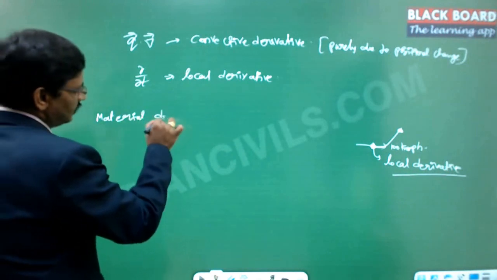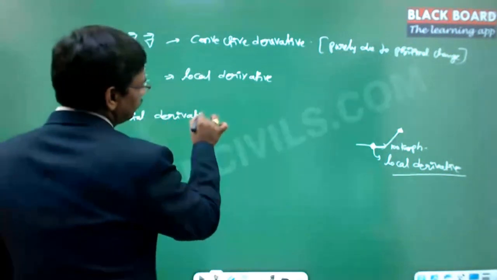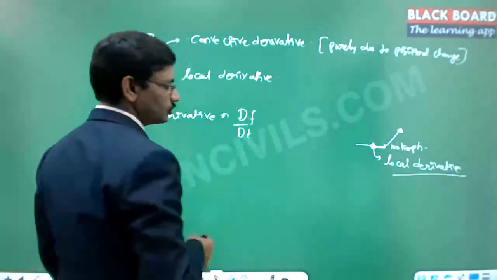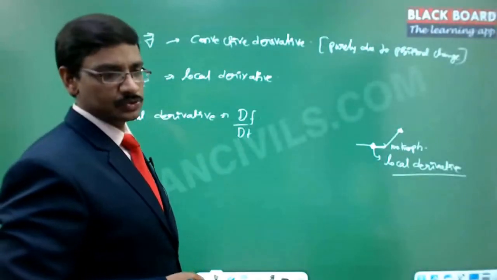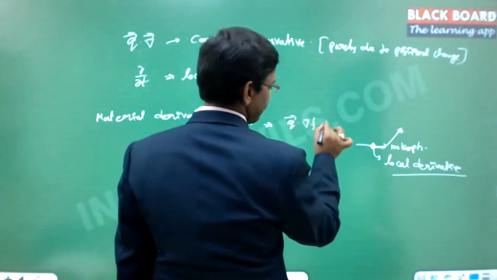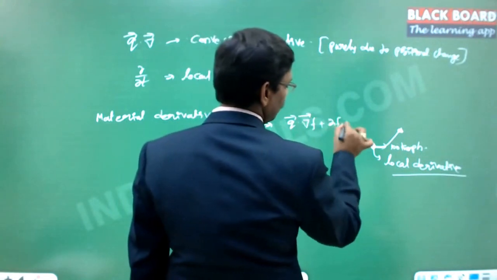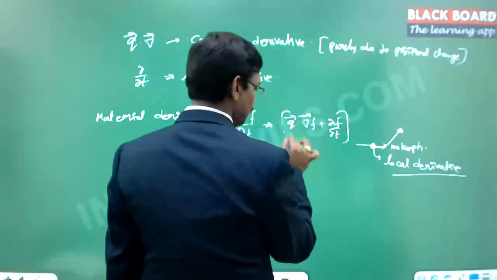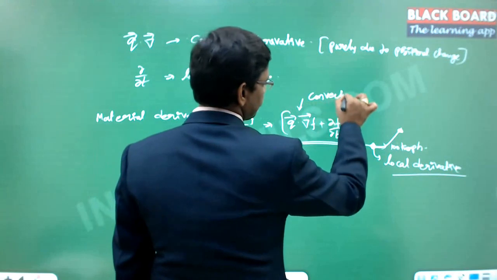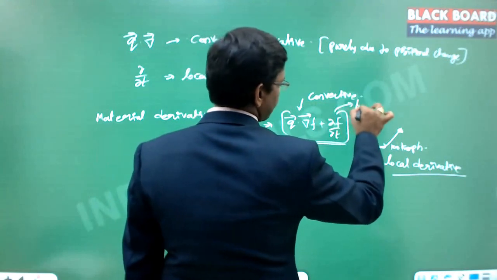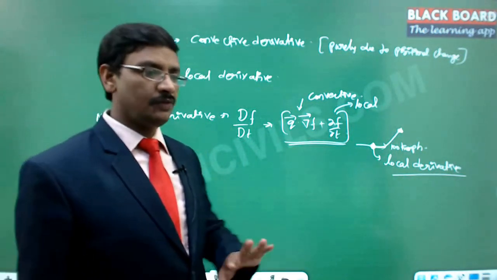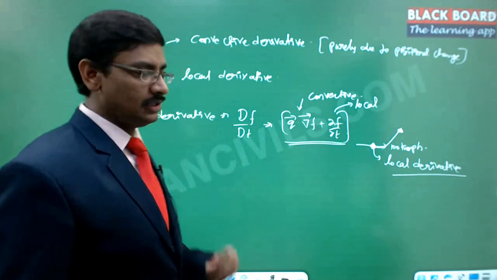This material derivative is represented with D by Dt of f, capital D by Dt. This is what we call q dot del f plus ∂f by ∂t, and this is what is called the material derivative. So this is convective, this is local, right? It's the local derivative.